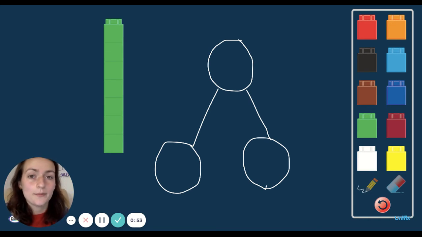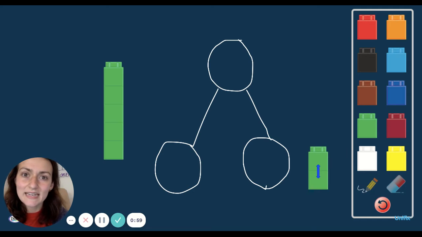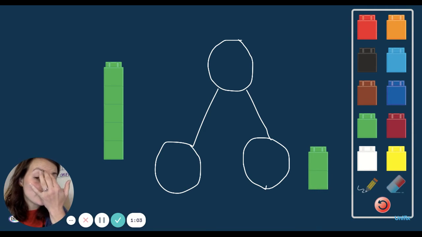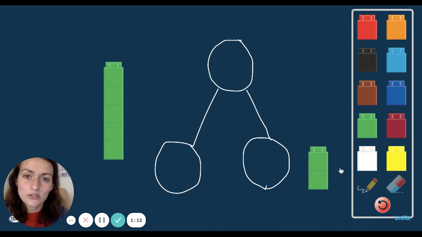Now I'm going to break apart my cubes. How many did I take away? 1, 2. I took away 2 linking cubes, and I still have 1, 2, 3, 4, 5 over here. So I had 7, I took away 2, and now I only have 5 left.